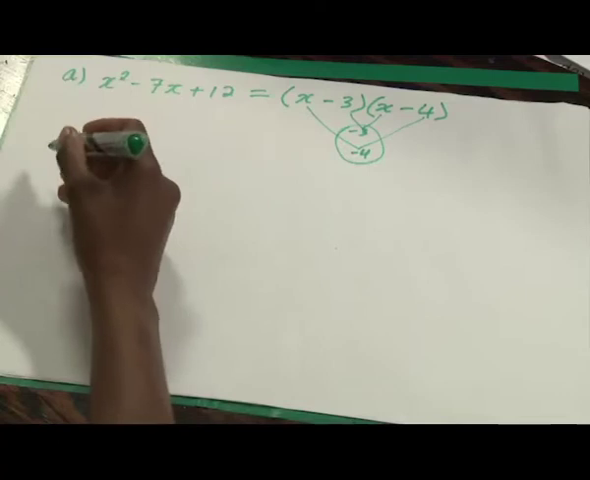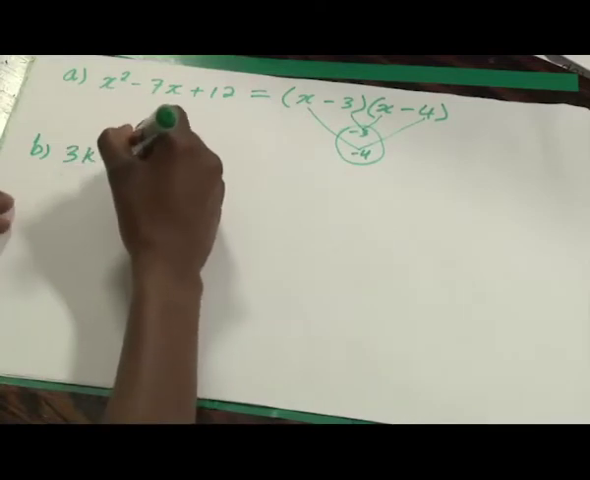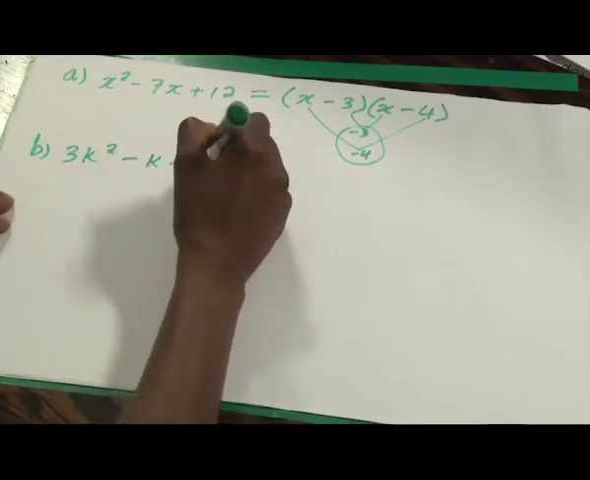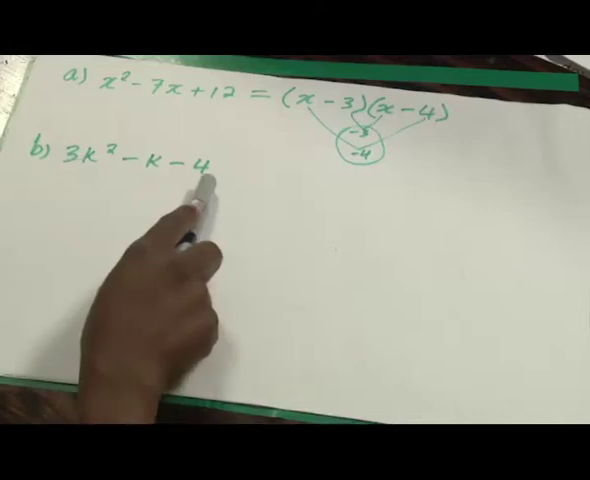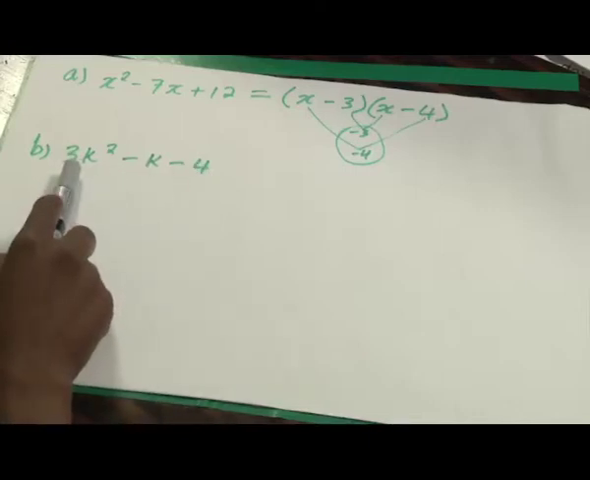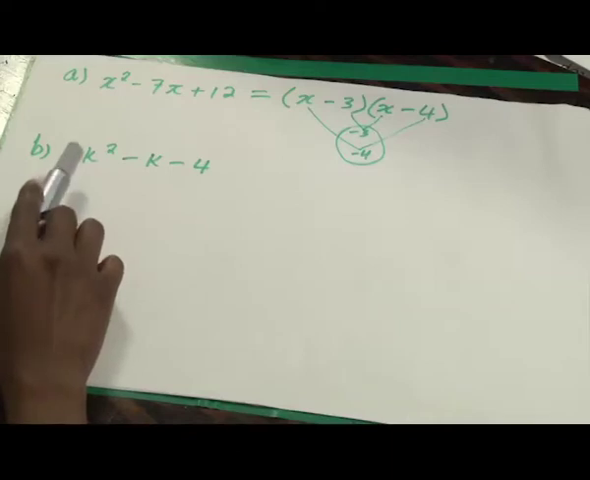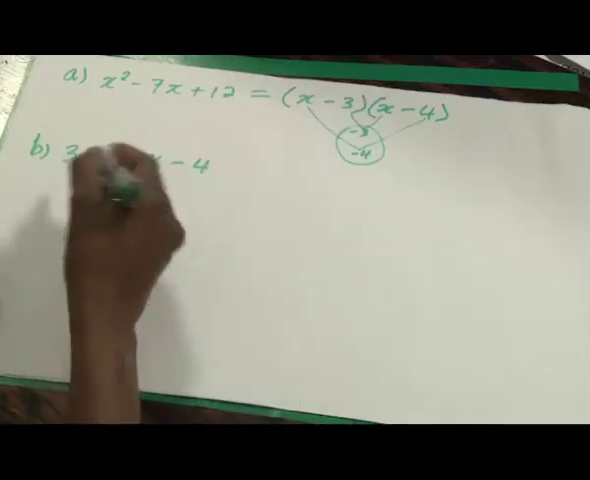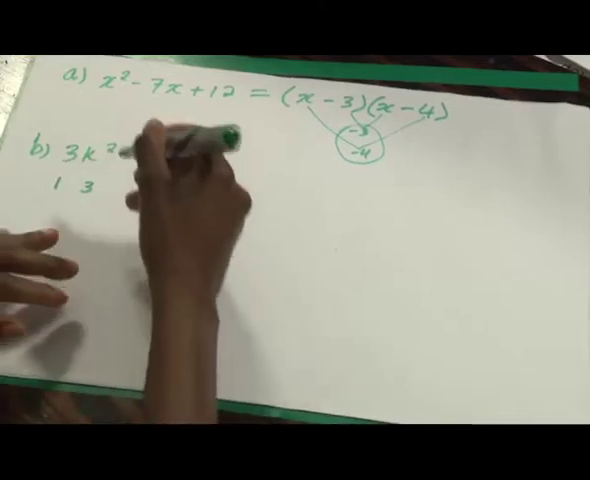Alright, let's now look at the second question, which is 3k squared minus k minus 4. Okay, this one is a little bit different in the sense that the coefficient of the k squared term is not 1. The coefficient of the k squared term is not 1. So what we do in this case, we'll look at the factors of the coefficient of the first term. Okay, the factors of 3. The factors of 3, we have 1 and 3. Those are the only factors of 3.